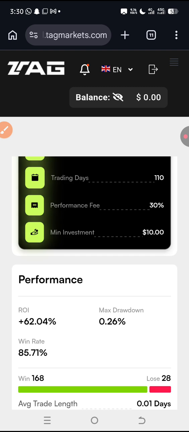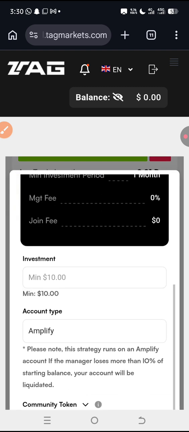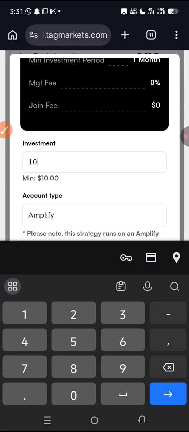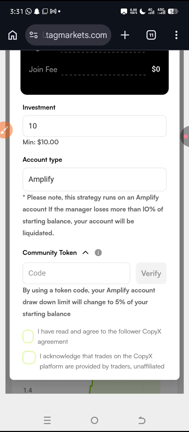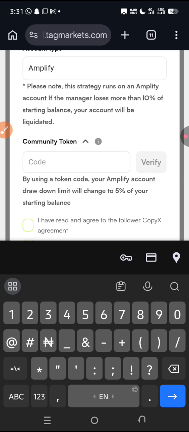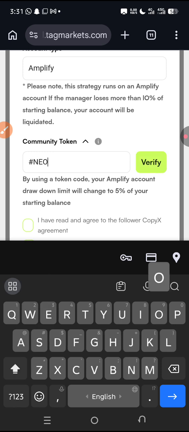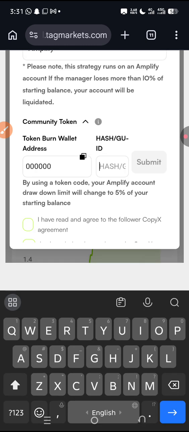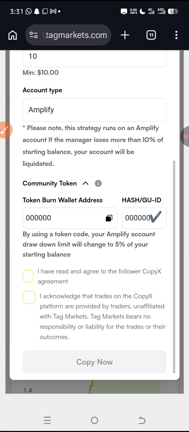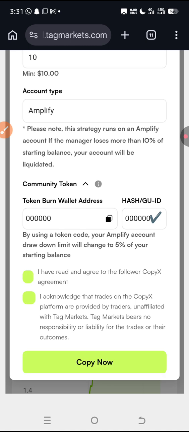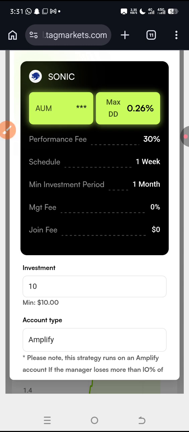I put in details, the same thing here. Then put in $10 again. Depending on what you have, you might divide it into two places, that means for these two guys. Then I click the arrow. I still put in the hash new. I'll verify, then put in the 6 zeros. 1, 2, 3, 4, 5, 6. Submit. Then come here. I have read, I acknowledge. Then you click copy now. So while New is trading, Sonic will also be trading. No matter what or who you are copying, you're using the same code.